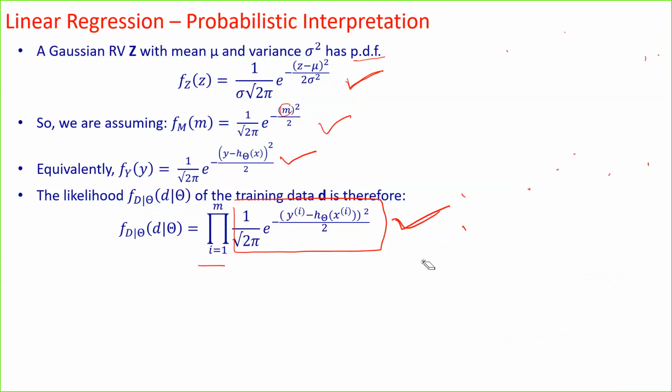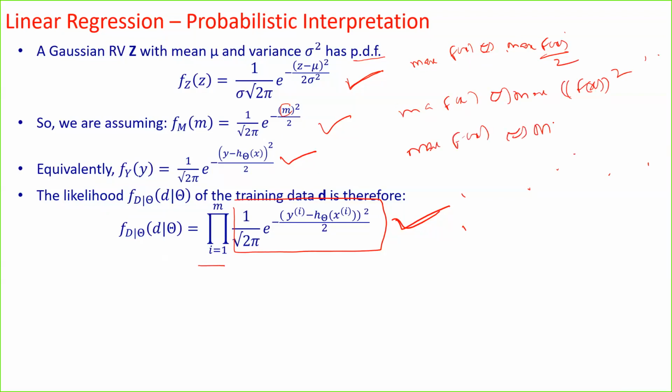Tell me one thing here. I'll ask a true or false question. Just tell whether it is true or false. Maximizing f of x is equivalent to maximizing f of x by 2. Yes or no? Yes, because they are proportional to one another. This we have seen already. Maximizing f of x is equivalent to maximizing f of x whole square. True or false? True. Maximizing f of x is equivalent to minimizing minus f of x.